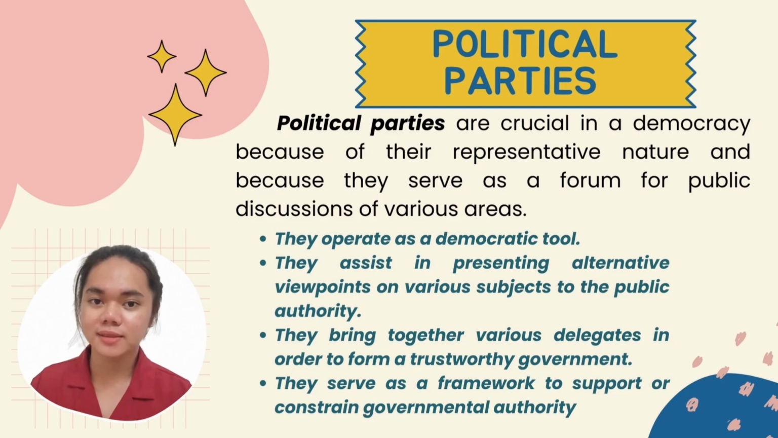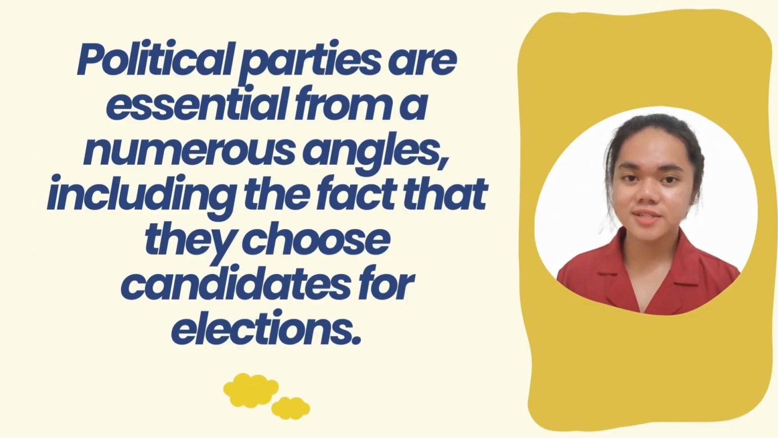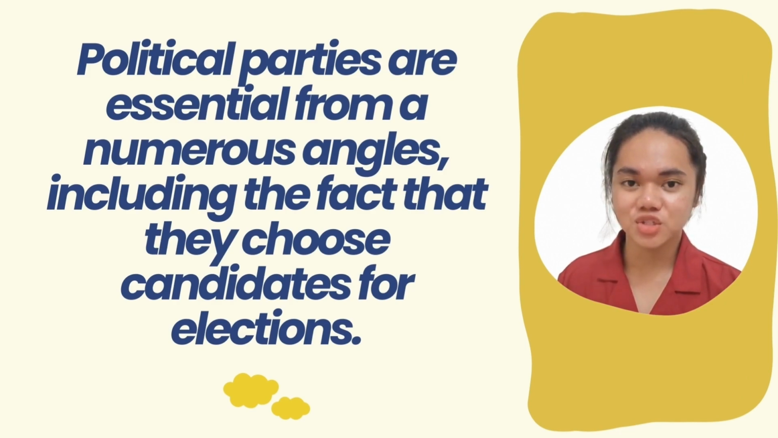institutions of the government. Political parties are essential in numerous angles, including the fact that they choose candidates for elections. They put a huge amount of effort into getting votes for their candidates in the election. In addition, via their manifestos, they present the voters with goals and programs. So the election results determine who forms the government and who enacts and executes the laws. Meanwhile, opposition groups are formed by those who are not in power to keep the government in check.